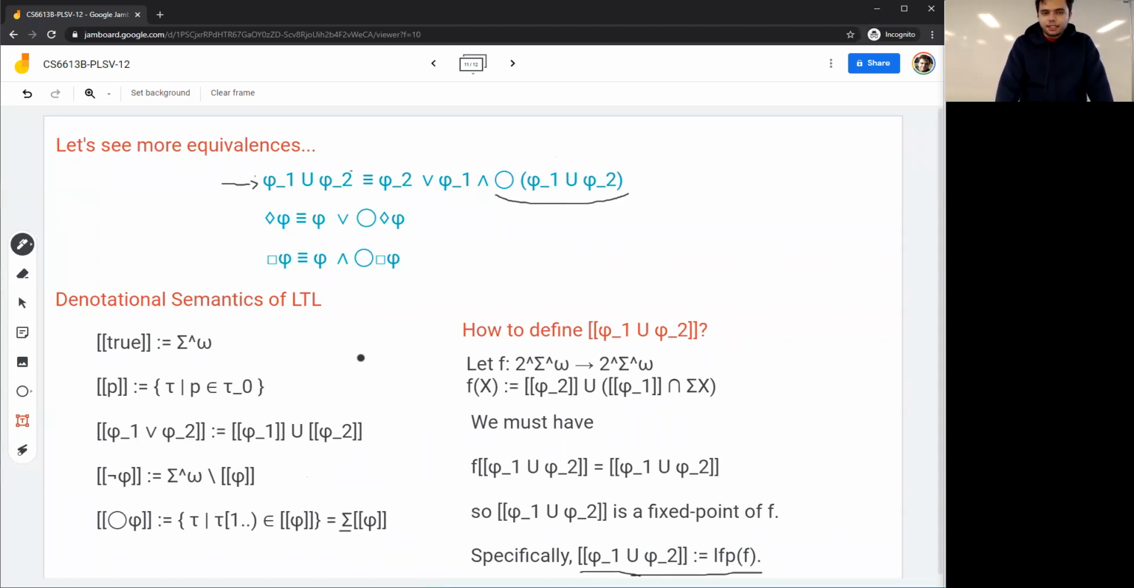And of course, we can define denotational semantics for eventually and globally in the same way, or we can just say that these are syntactic sugar and we have defined semantics for everything else. So whenever you see this, just rewrite it using the other operators and then apply their semantics.